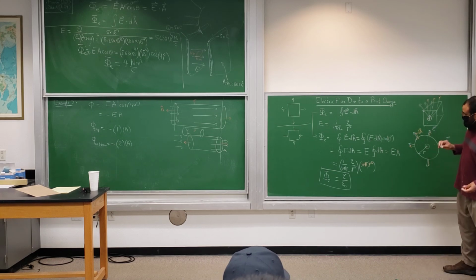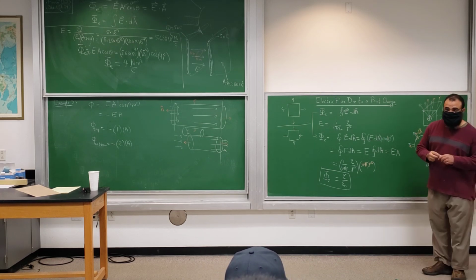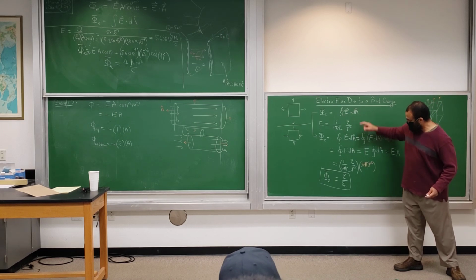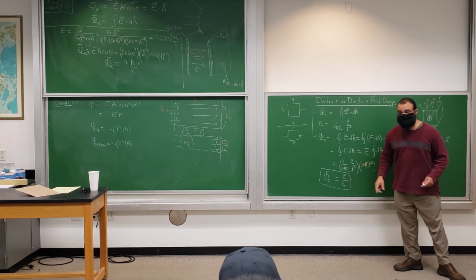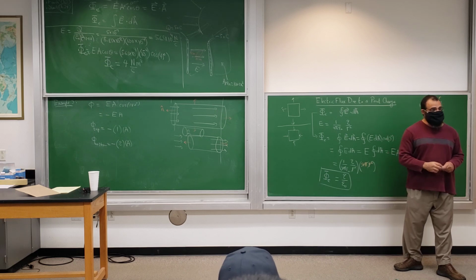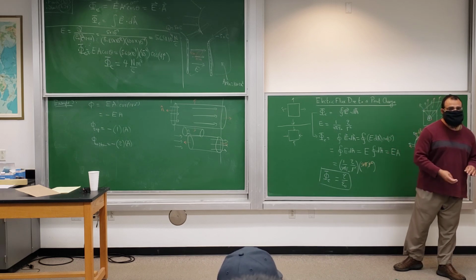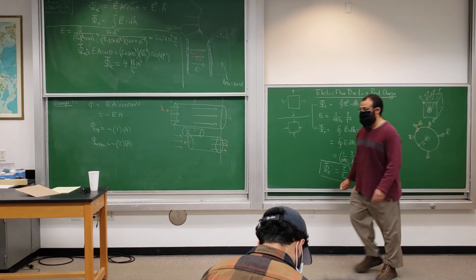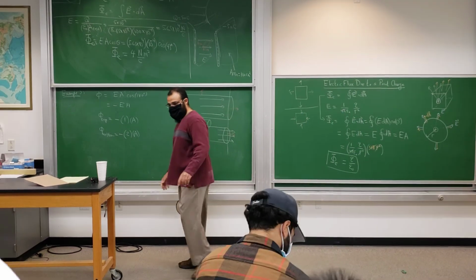So the bottom line is, Gauss's law tells us that if you enclose only one charge, the flux, this E dot dA, will equal the charge enclosed in that surface over epsilon naught. We'll continue this on Tuesday.